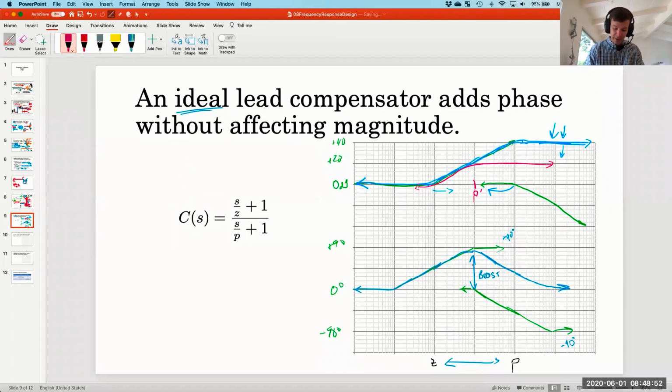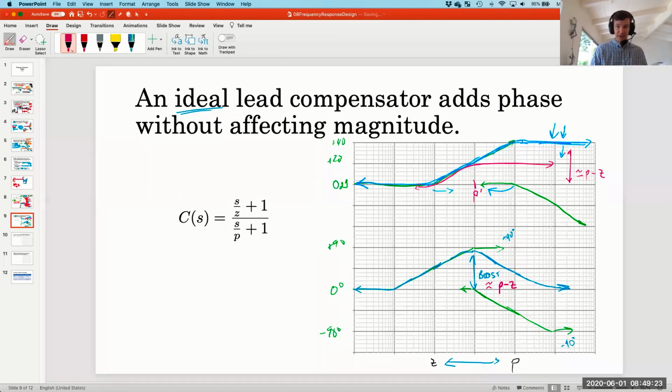Because this boost was also proportional to P minus Z. And this distance here is also proportional to P minus Z. Or I guess technically it's P over Z, because we're talking about logs, but you get the idea. If you move P and Z closer together, you will get a smaller boost, but you also pay less. You will get a smaller high frequency gain.